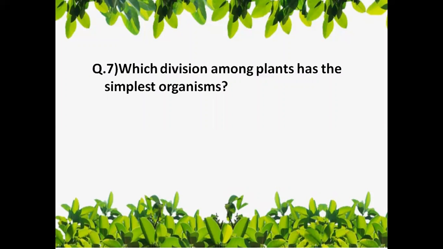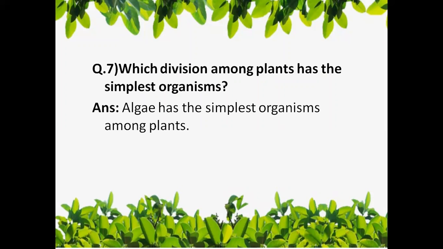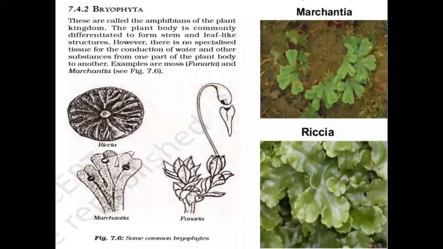We go to the second subgroup. Before that, the question: which division among plants has the simplest organisms? Definitely the algae, which are the simplest division among the plants because they do not have a distinct body type. Then we come to Bryophyta. These are called the amphibians of the plant kingdom. The plant body is commonly differentiated to form stem and leaf-like structures. So here it has a well-differentiated body type, which is not present in Thallophyta.